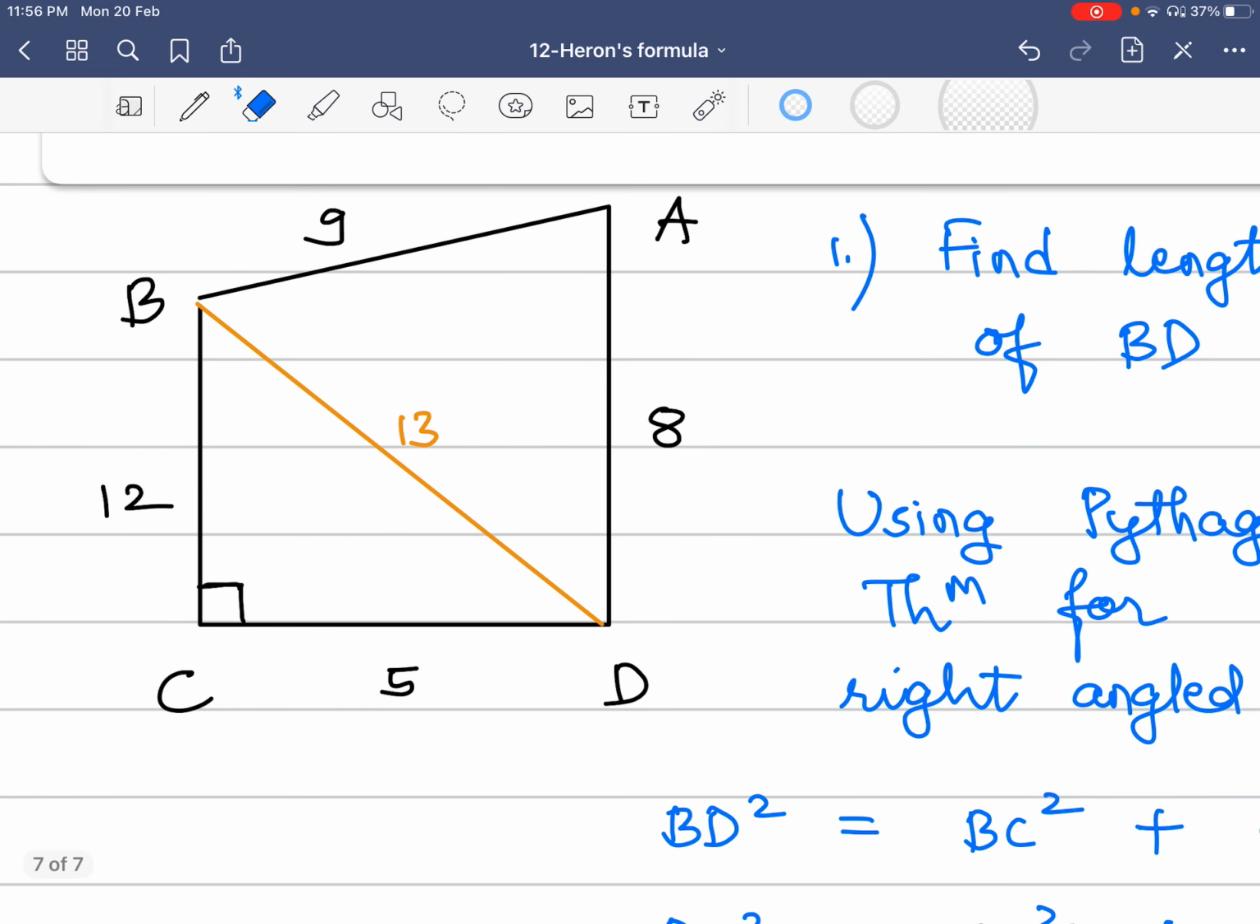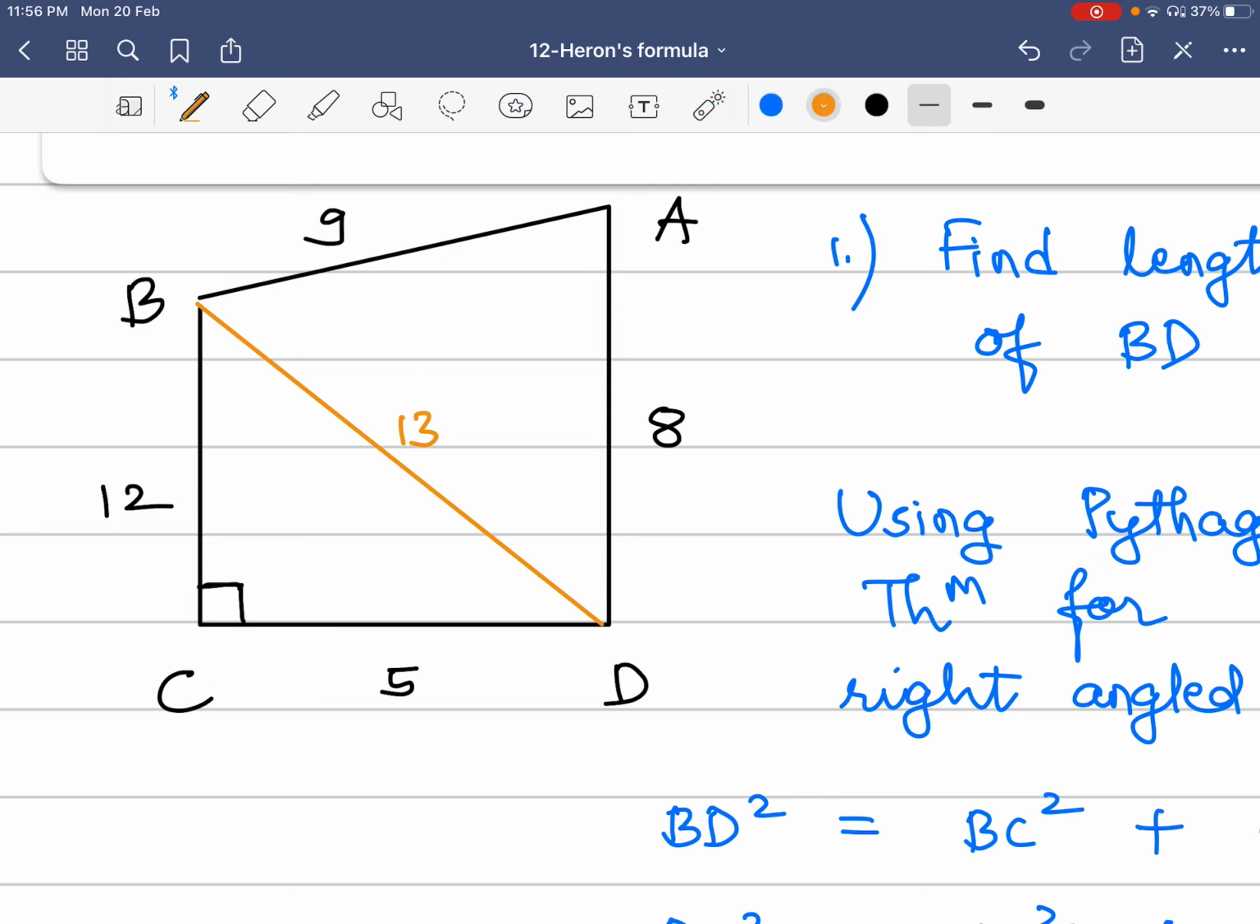Now, once again, let's have a look at this quadrilateral of ours. In this quadrilateral, we have two triangles now. One is BCD, one is ABD, and in both the triangles, we know the length of all the three sides. So we can easily use Heron's formula to find the area of both of these triangles. Okay, so we're going to start with triangle BCD.